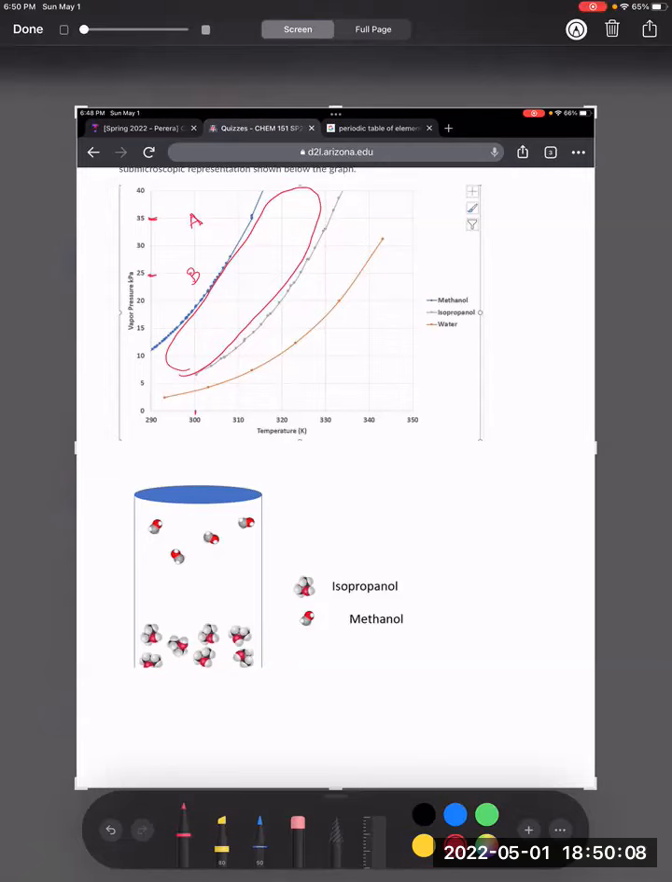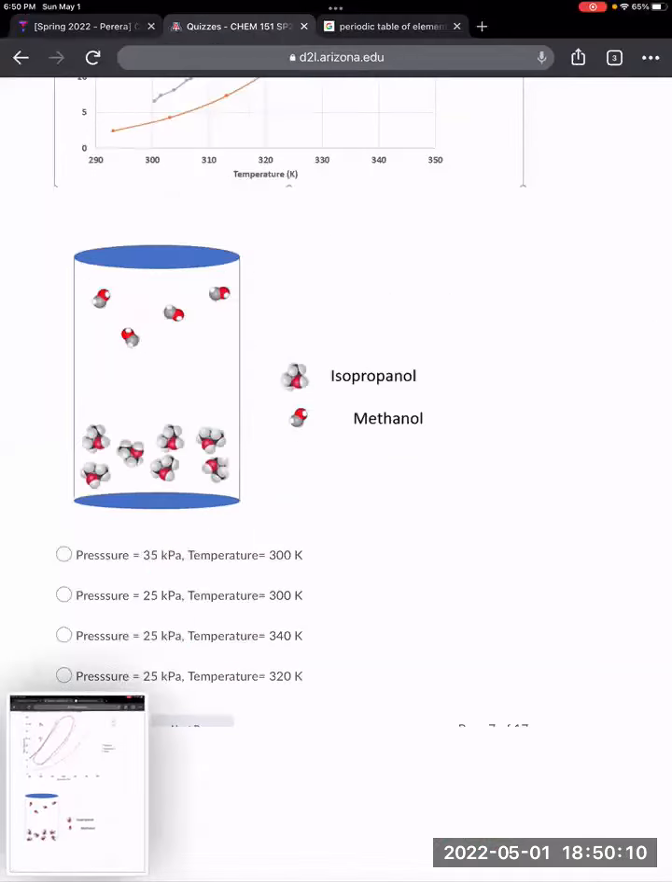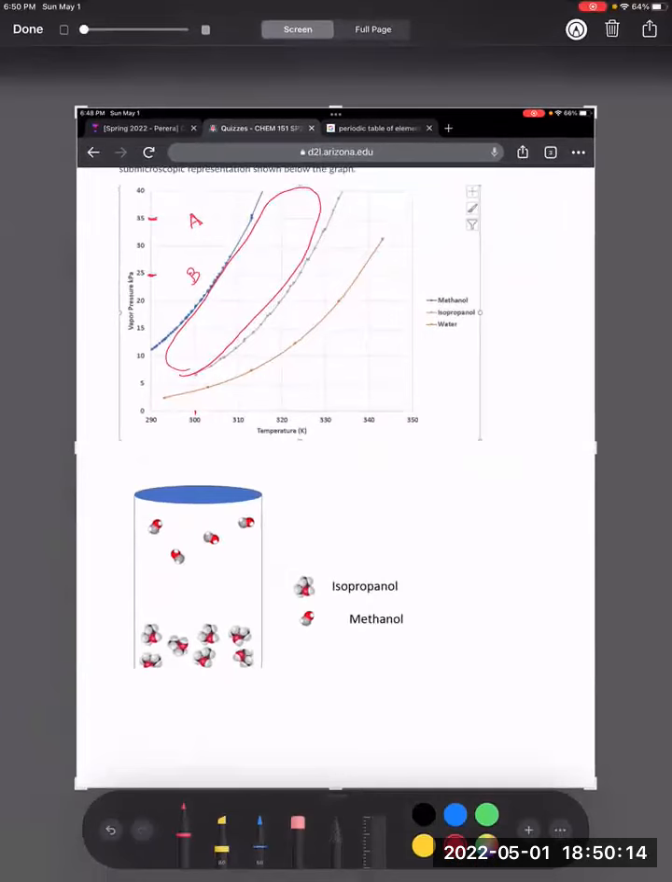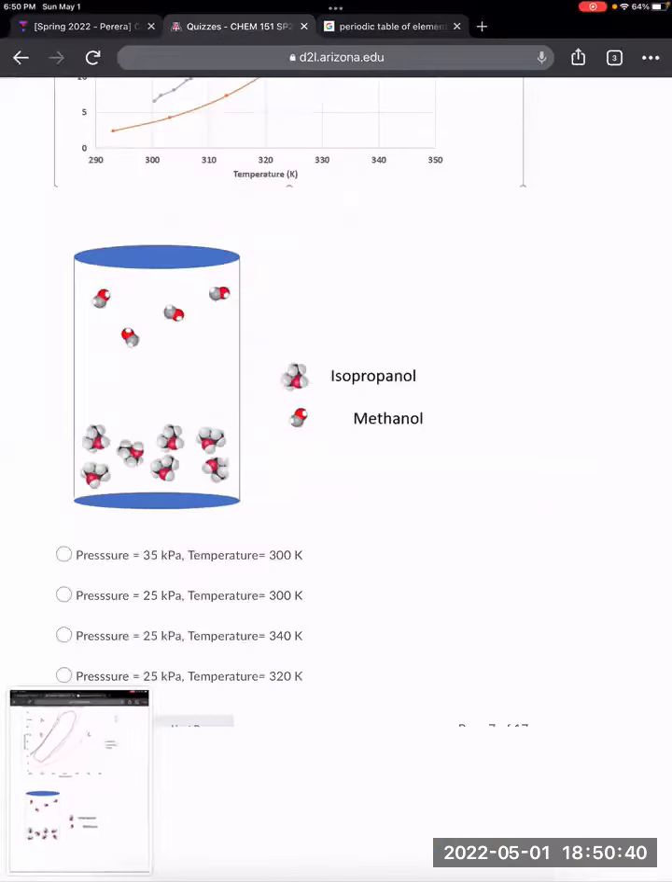All right, so moving on to C, 25 and 340. 25 is over here and 340 is over here. So this is our option C. In this case, you are below the curves of both methanol and isopropanol. Therefore, both of them are in the gas phase. That is out as well. We are not in this red region we have highlighted. That is out. So the correct answer must be option D, but let's see.